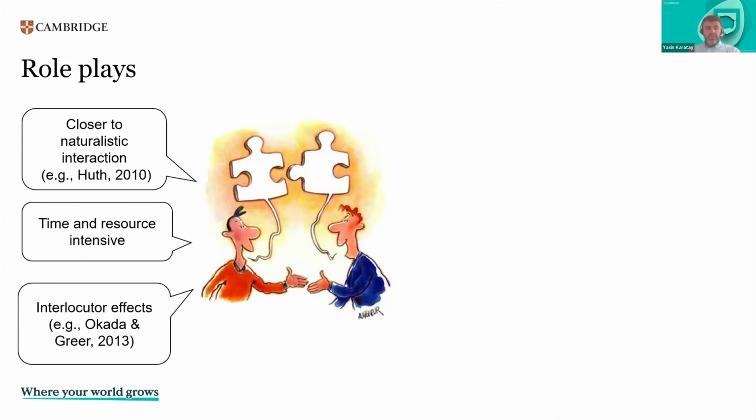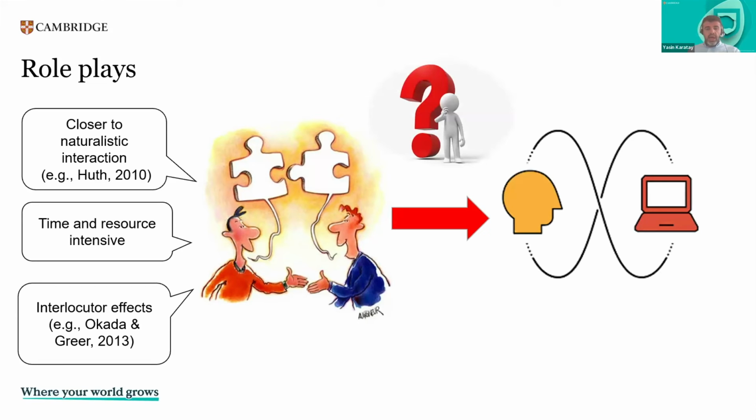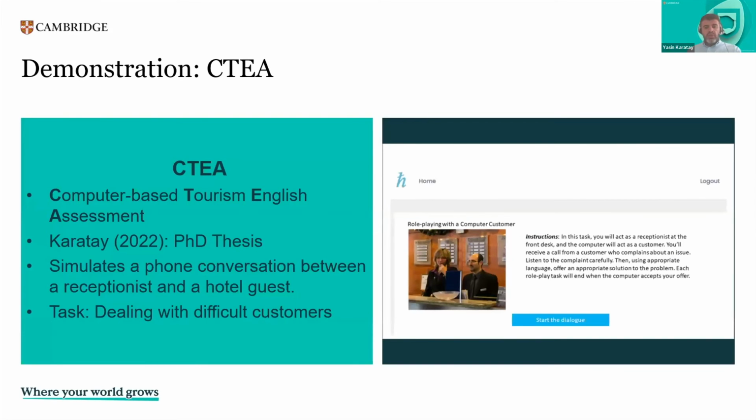So the question is, can technology help us with these issues? Well, the answer is yes, and I'm going to show you how conversational AI can simulate a real-world task like this one. What you're going to watch in a second is a conversational AI in action in a classroom-based assessment context. I designed this computer-based tourism English test as part of my PhD thesis before I joined Cambridge. It's a telephone simulation between a receptionist, who is the test taker in this case, and a hotel guest, who is the computer.